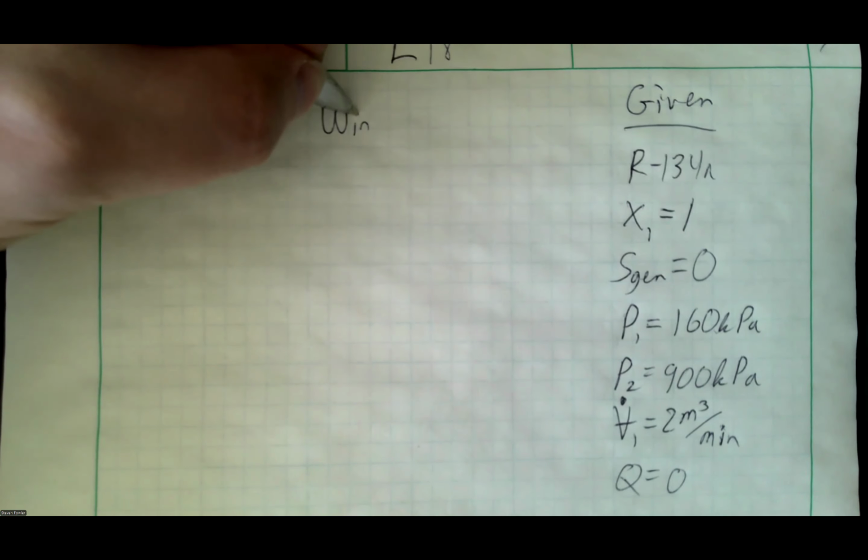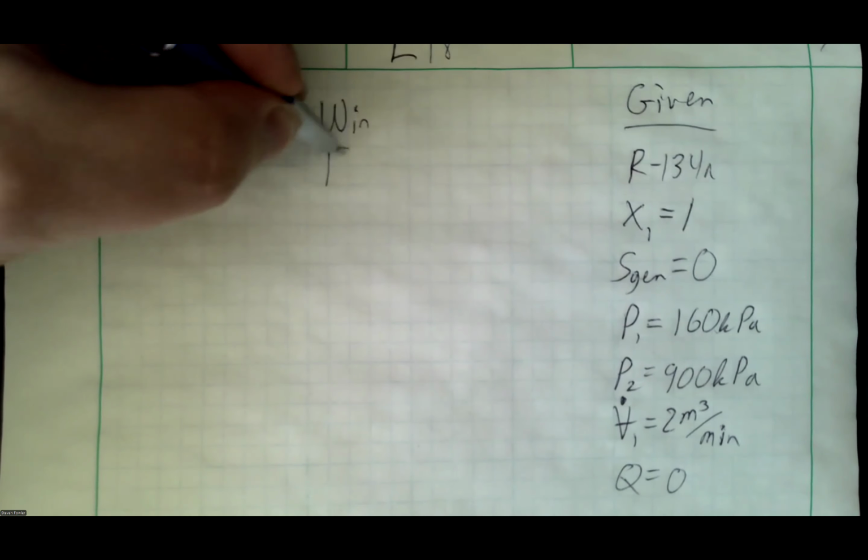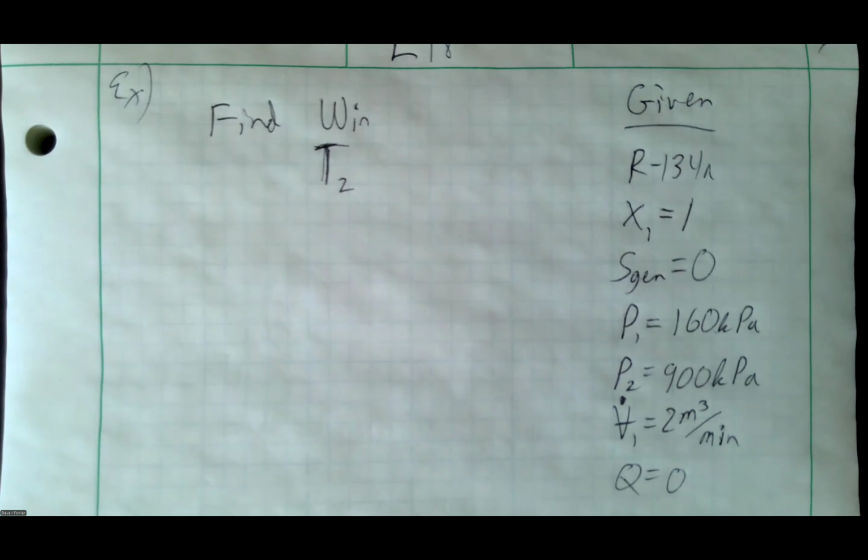I want to find the work input, the minimum work input. The minimum is handled here. Find the work input and also find the temperature out. We want to know, how hot is this refrigerant coming out? Is it going to be hot enough that it's actually going to do what we need it to do in the rest of the device? Probably some kind of a refrigerator.